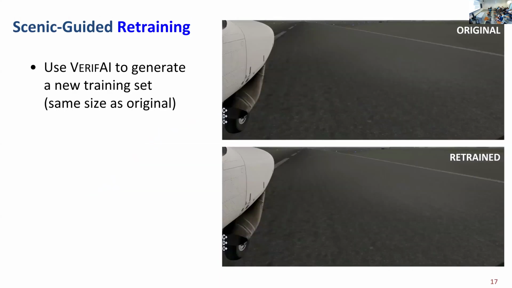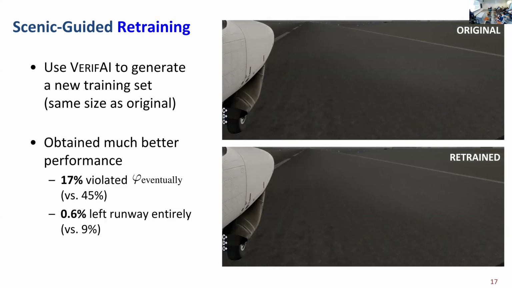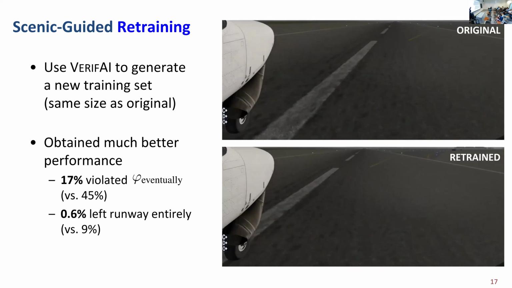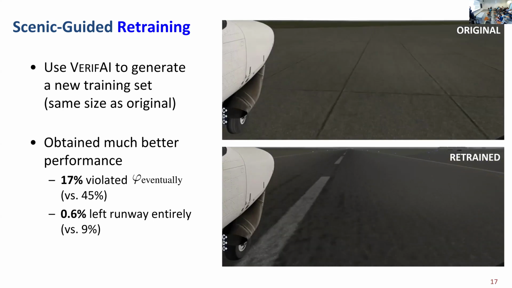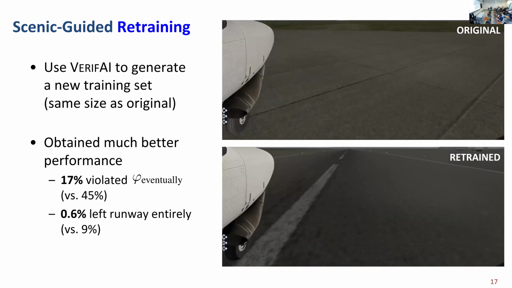All right, and then the next step is, once we understand what the reasons for the failures are, we can do what we call Scenic-guided retraining. So the idea here is that we can now generate new training data that includes these sorts of situations so that TaxiNet can be retrained on this. Okay, and so here's an example of performance of original TaxiNet and retrained TaxiNet on exactly the same environment scenario. And you see the original TaxiNet is essentially driving off the runway entirely, and the retrained neural network is doing a much better job. Okay.